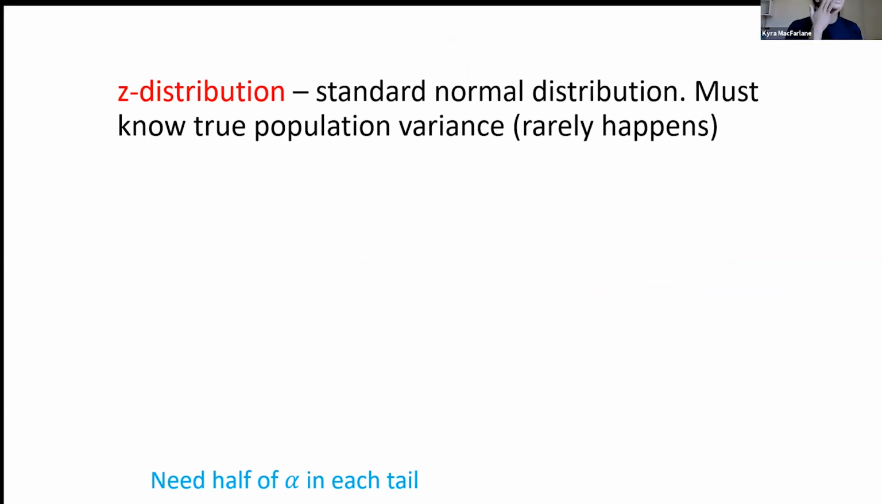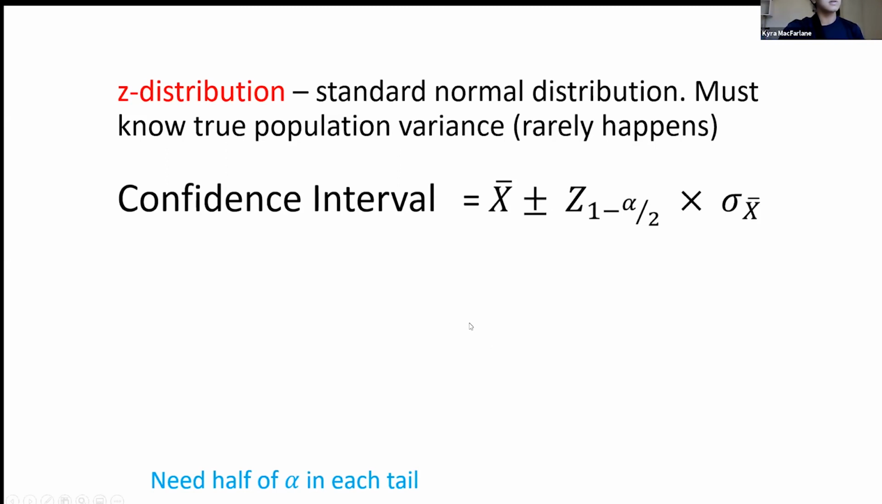For our z distribution, the standard normal distribution, we have to know the true population variance, which almost never happens. The calculation for the confidence interval is the same between a z distribution and a t distribution, except that this term in the center changes. It's our mean plus or minus our critical value, our z crit or t crit, times our standard deviation or standard error.